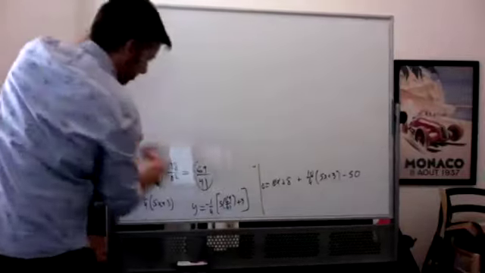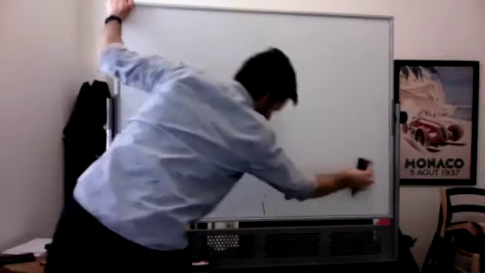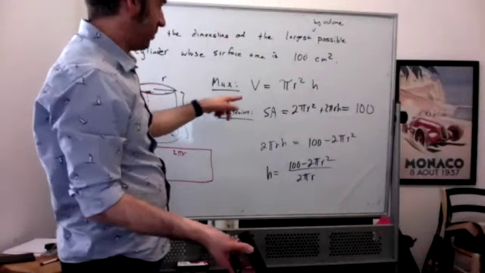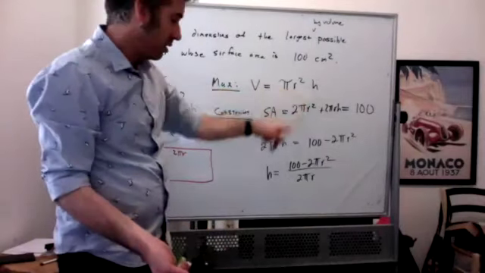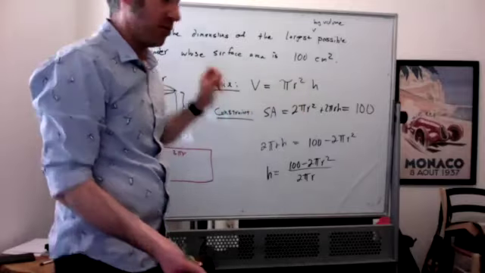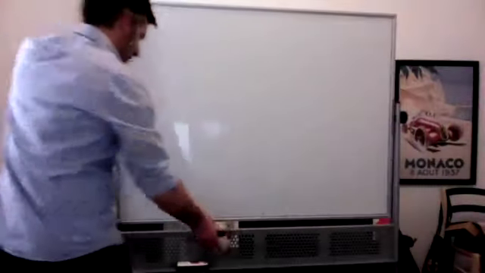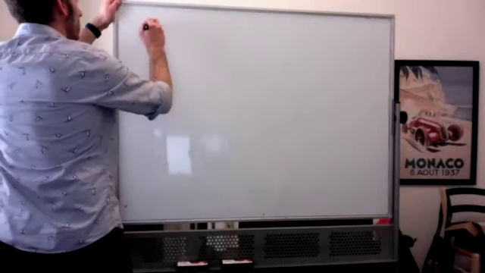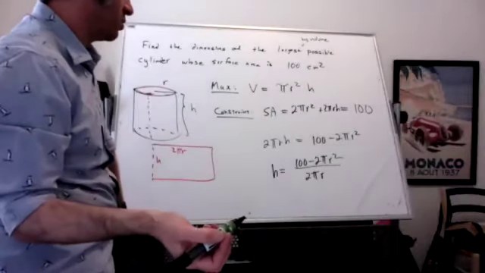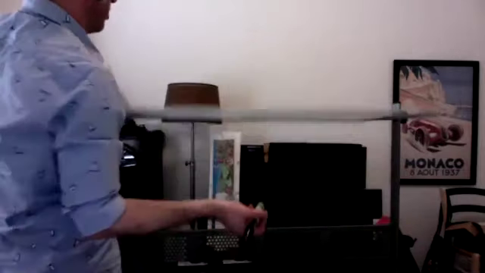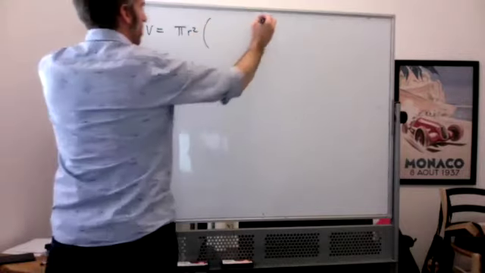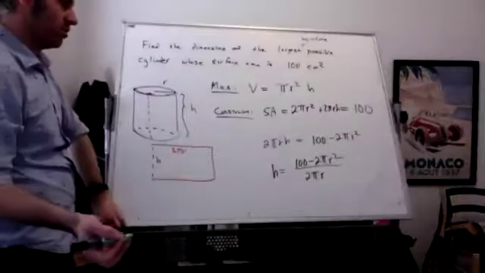So now we have to, I should say, right? We've got our function, our volume that we're trying to maximize, but it's a function of two variables. We've found h in terms of r, so we can replace h to write this in terms of one variable. So let's look at it. We've got that the volume is equal to pi r squared times h, which is 100 minus 2 pi r squared over 2 pi r.